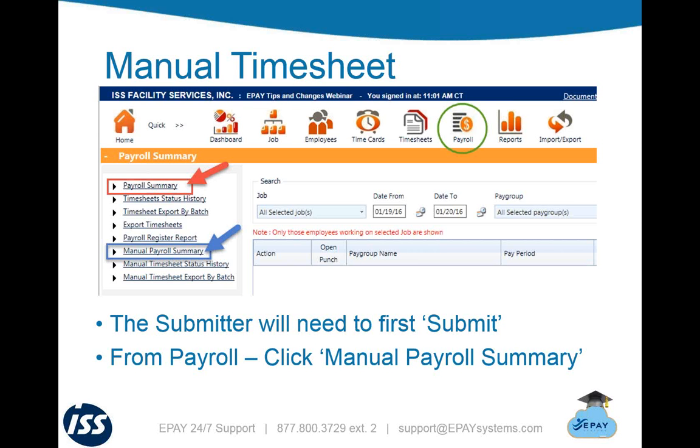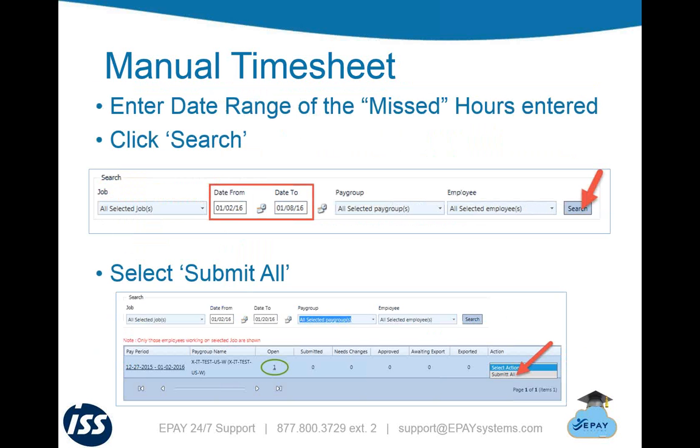Okay. Now, in any case, whichever way you choose to go, I'm going to show you a little bit more simplistic way here in a little bit. But if you go this route, you can always pick the date range up there. You can always come down to that particular drop down and select Submit All. And that actually submits all the manual timesheets in one big group for that particular range of time.